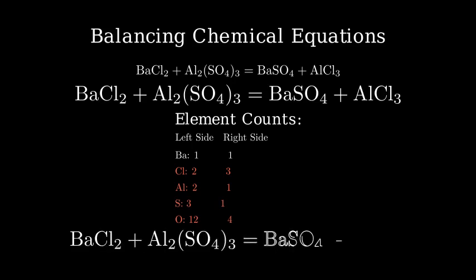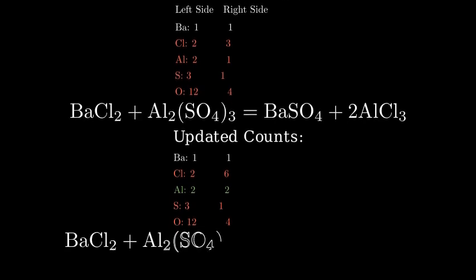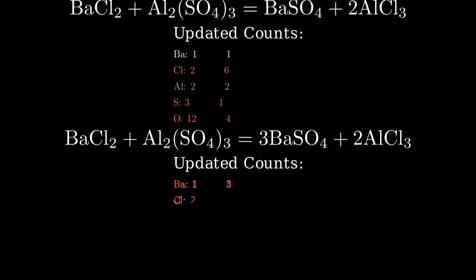Let's balance this step by step. First, let's balance aluminum by adding a coefficient of 2 in front of aluminum chloride. This gives us two aluminum atoms on both sides. Next, let's balance sulfur and oxygen by adding a coefficient of 3 to barium sulfate. This gives us 3 sulfur atoms and 12 oxygen atoms on both sides.